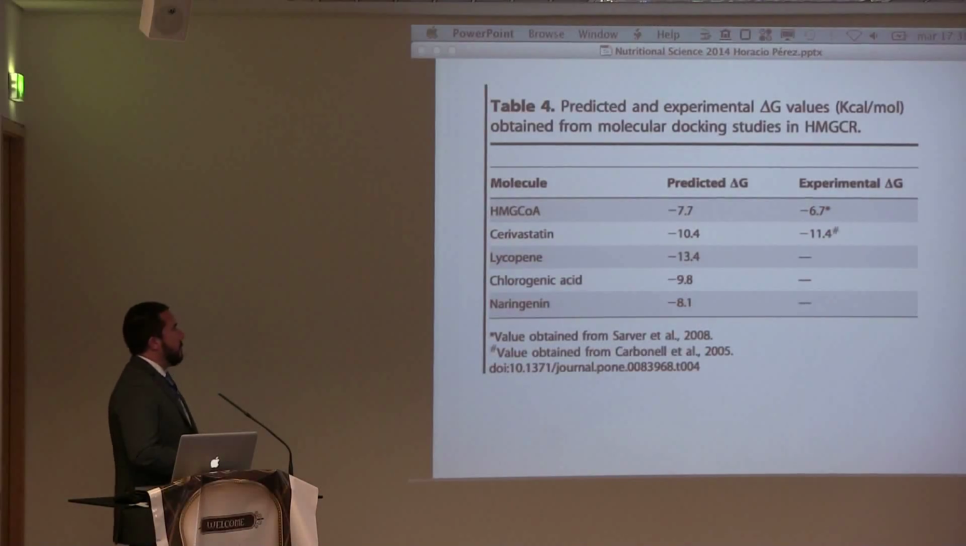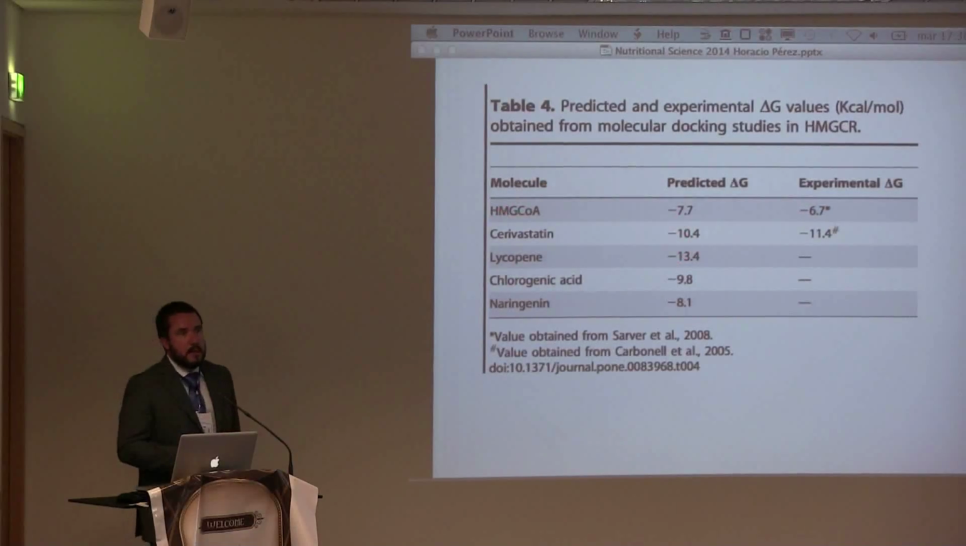So what do we do now? Now, we get the structure of the enzyme, and we perform these kind of docking simulations, and try to understand, try to calculate here. You can see that the lycopene has a much lower binding affinity than HMGCoA. What does it mean? It means that it should displace HMGCoA, okay?